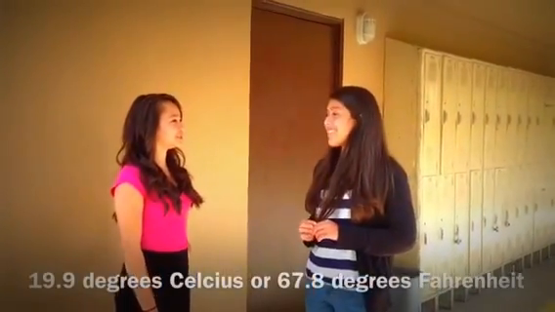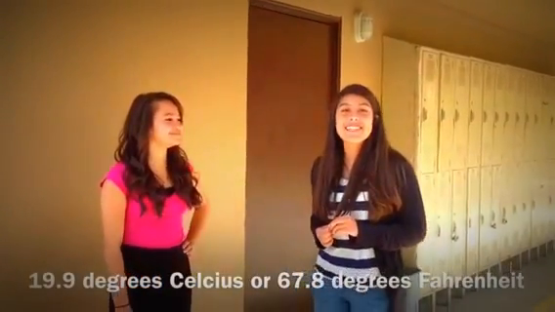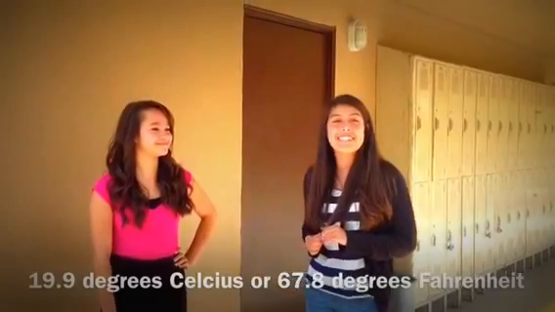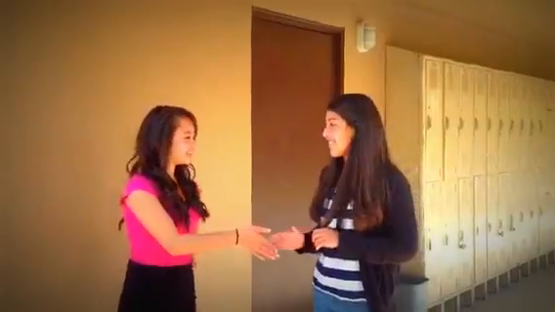Today I'm here with Leslie, and Leslie measured the air temperature of the creek. What was the temperature of the creek? The temperature was 19.9 degrees Celsius and 67.82 degrees Fahrenheit. How did you get that? I put the thermometer in the air. Thank you, Leslie.